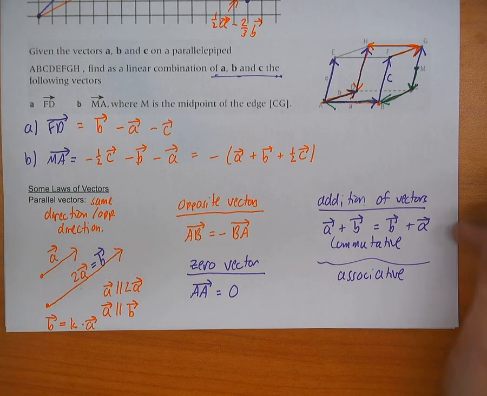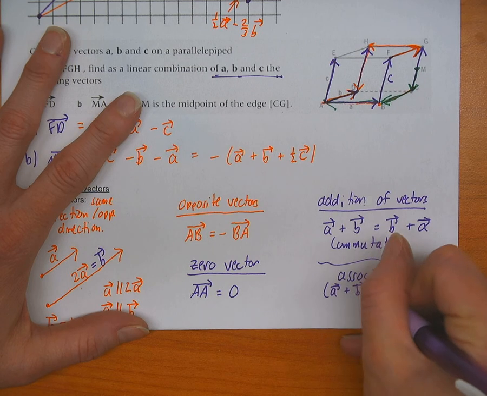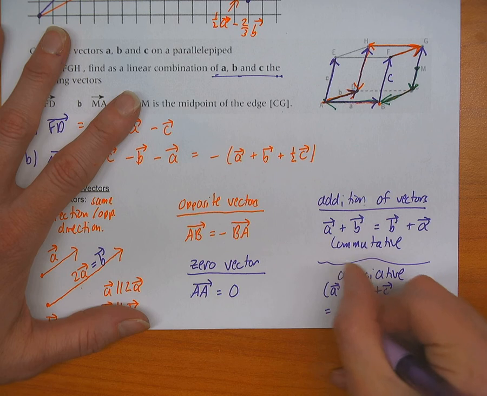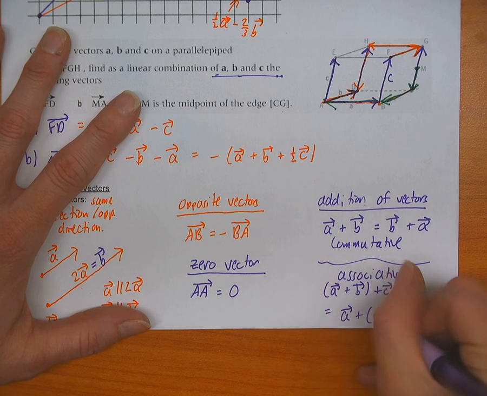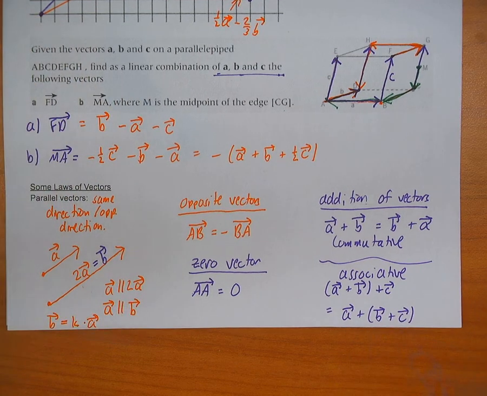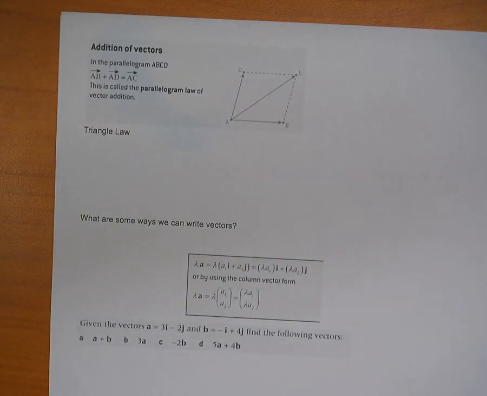So associative is when you group them differently. If you group vector A and B together first, and then add that to vector C, that's going to give you the same result as if you group B and C first, and then add A plus that resulting vector. So it doesn't matter basically what order you add vectors in. Vector addition is commutative.